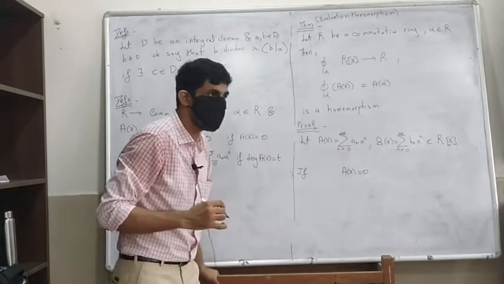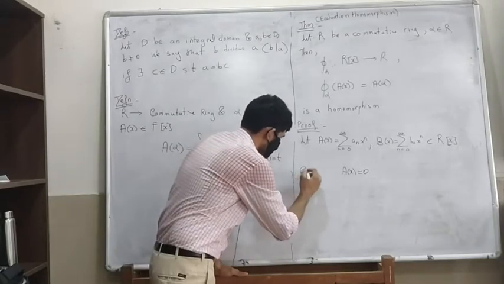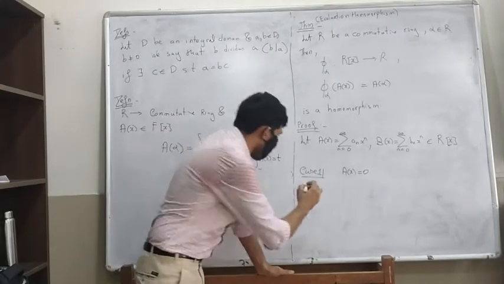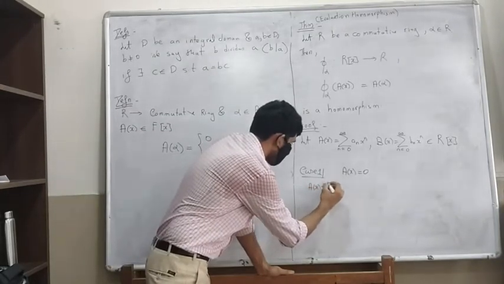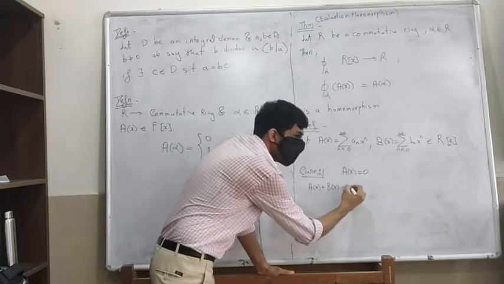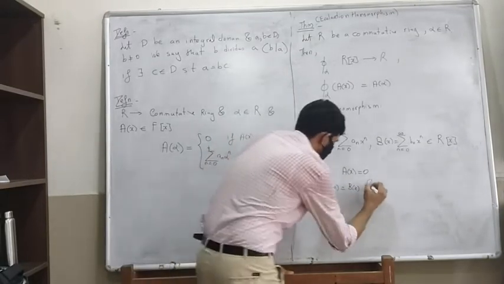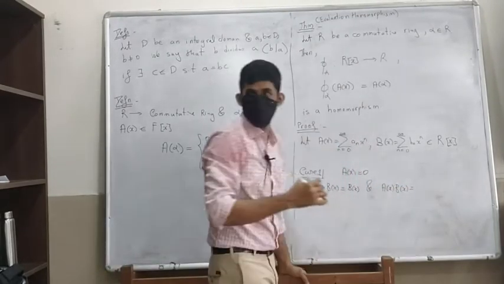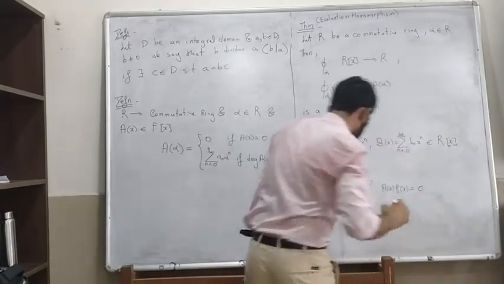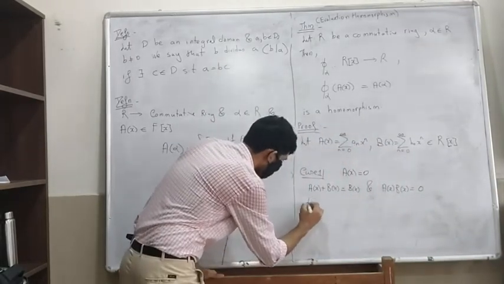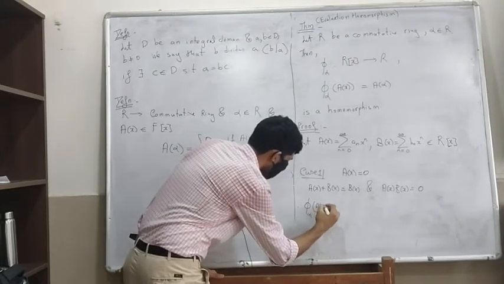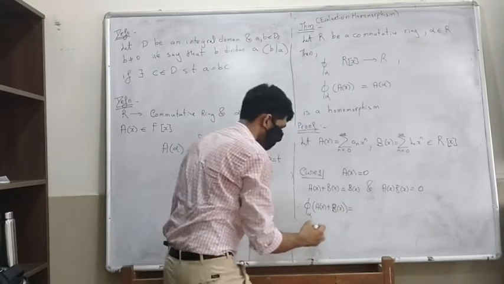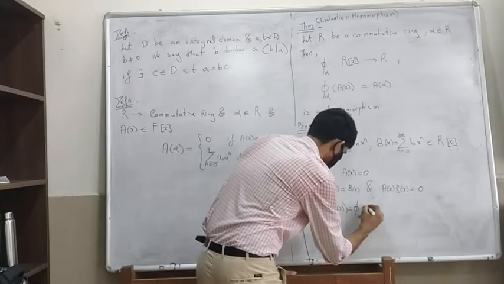So if A of x is 0, then what happens to A of x plus B of x? It is nothing but B of x. And also what happens to A of x into B of x? It will be 0, right? So therefore, what happens to phi alpha of A of x plus B of x? This is nothing but phi alpha of B of x, right?